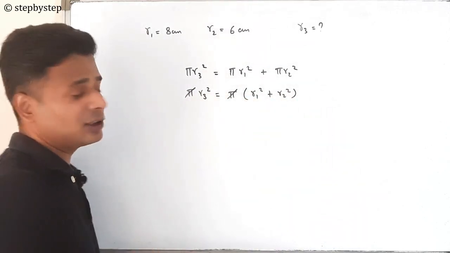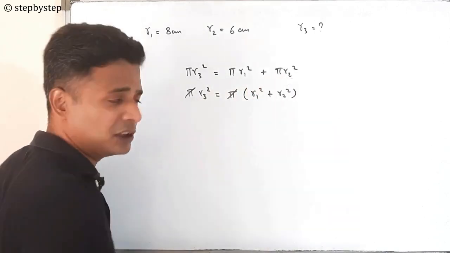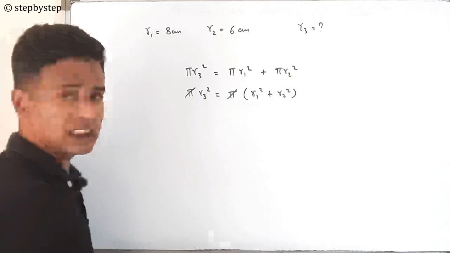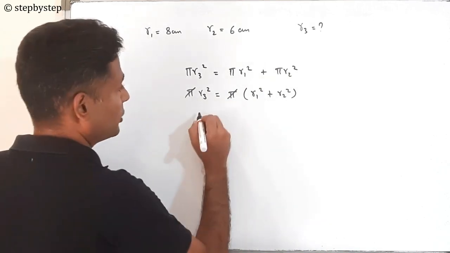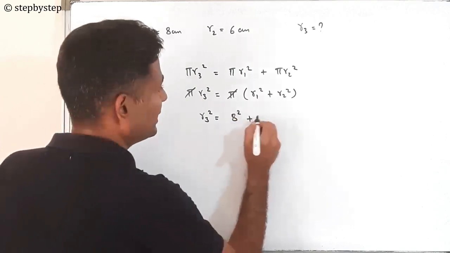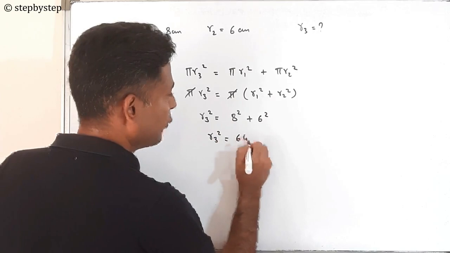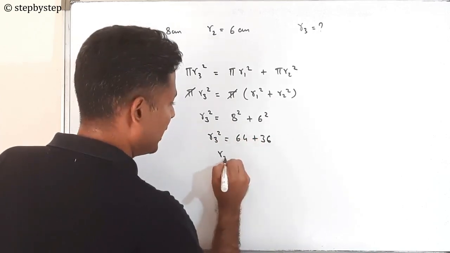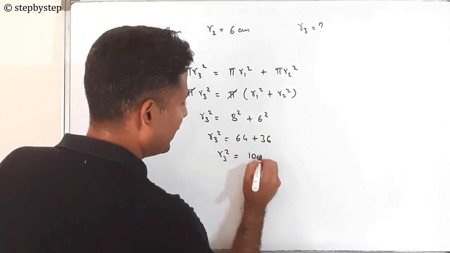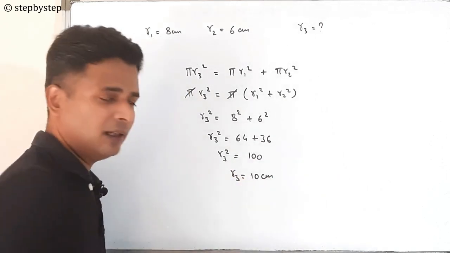See, this is the reason you should try to take common. Don't hurry and find out individually, because then your calculations become very easy. So now R3 square will be equal to R1 square, that is 8 square, plus R2 square, that is 6 square. So R3 square will be equal to 64 plus 36. So R3 square will be equal to 100, which means R3 will be equal to root of 100, that is 10 centimeters.